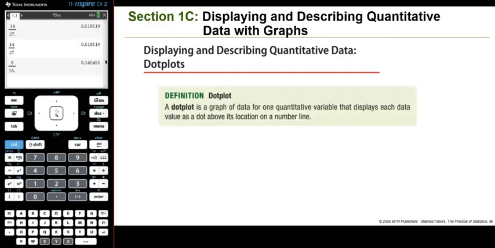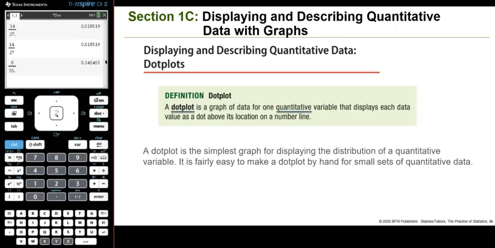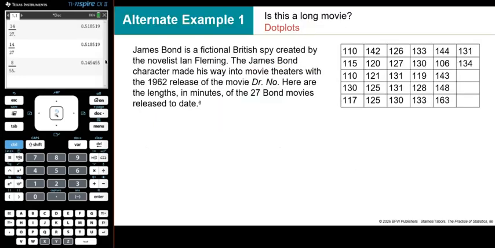It's a graph for quantitative data, where each value is a dot in its location on the number line, so to speak. Yeah, it's fairly easy to do. And the calculator is going to do this for you as well, which is really nice.